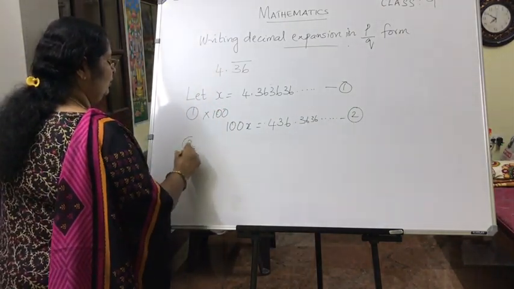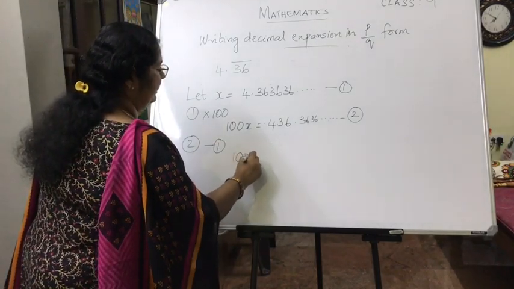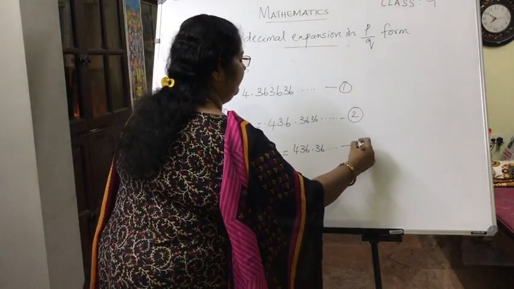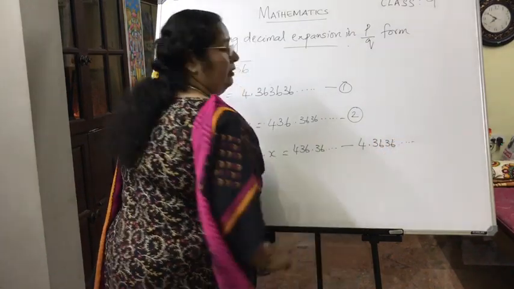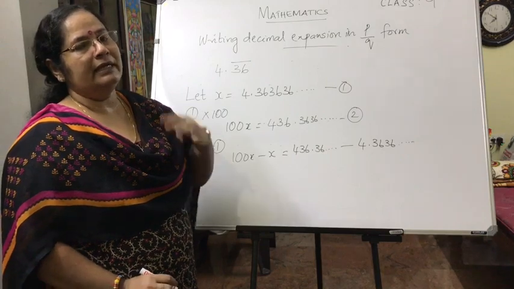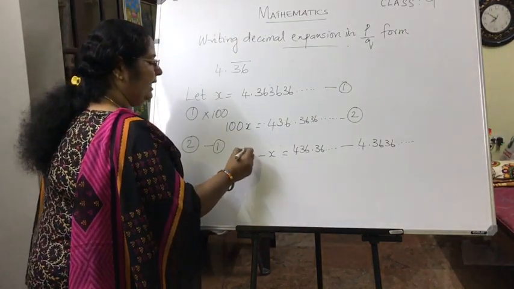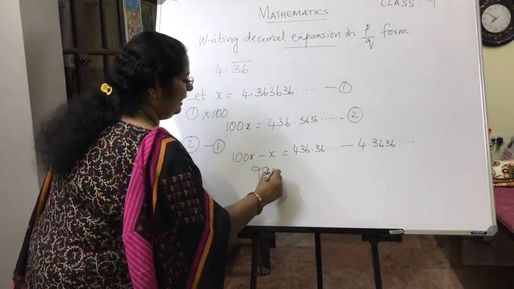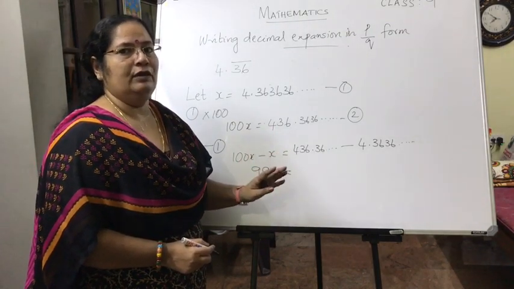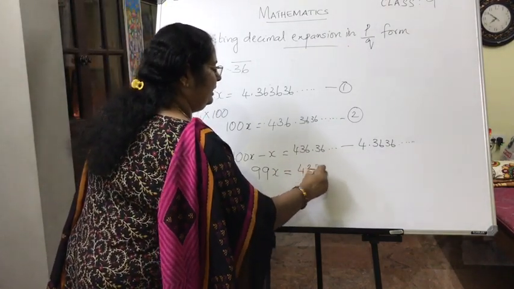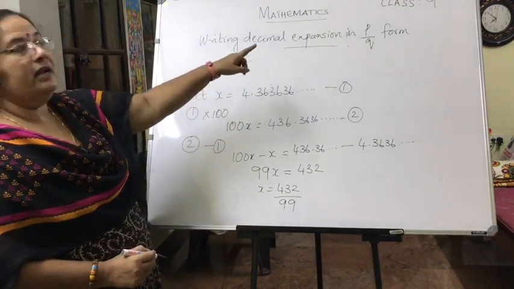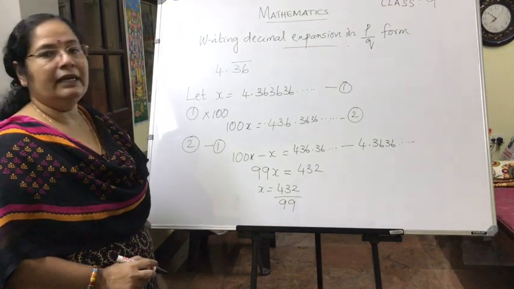Now what you have to do? 2 minus 1. So this will be 100x minus x equal to 436.36 dot dot, minus 4.3636 going on. Now look at the decimal part: 363636, here also it is 363636. So when you subtract, what happens? The decimal part becomes 0. So 100x minus 1x, how much? 99x will be equal to, the decimal part has already become 0, what is remaining? 436 minus 4, which is 432. So what is x? 432 by 99. So 4.36 bar in the p by q form is x equals 432 by 99.